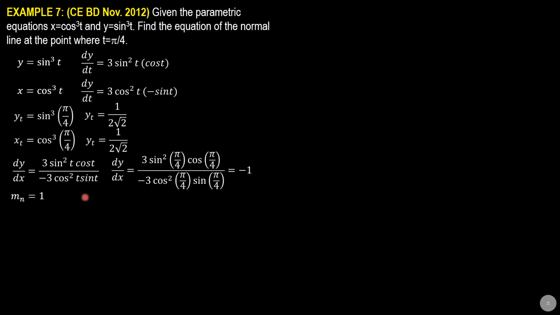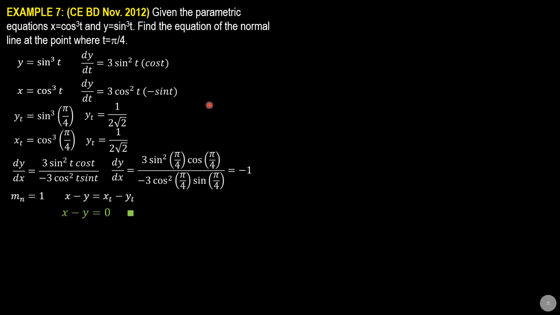So if the slope is positive 1, the expected equation would be of the form x minus y equals x sub t minus y sub t. Because x minus y equals something has a slope equal to positive 1. And we are looking for the equation of the normal line. Since x sub t and y sub t are equal, the right side will be 0. So the equation of the normal line is x minus y equals 0. So that's it.